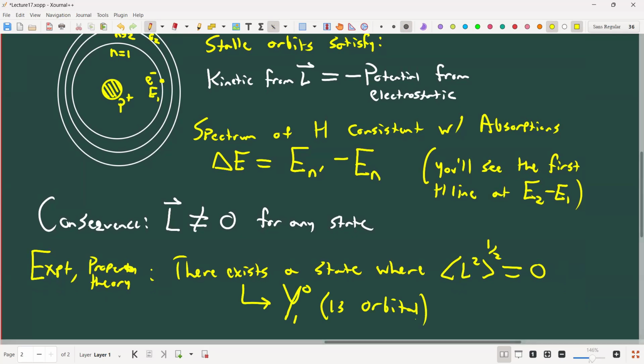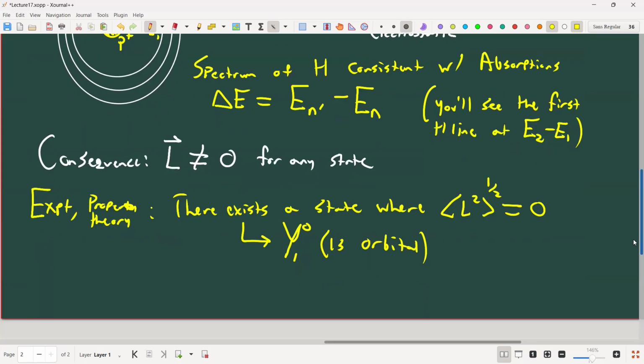But we need to be very, very careful with that statement. What it doesn't have is the value of L² being 0. The average value of L² is 0. Because if we're in the 1s state and we're measuring L², we're measuring the magnitude of angular momentum, not angular momentum.